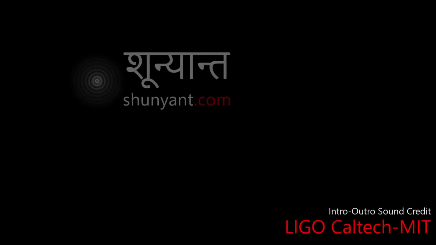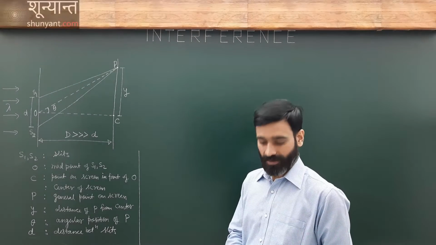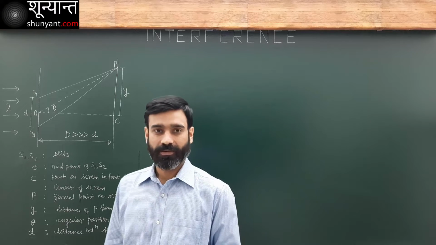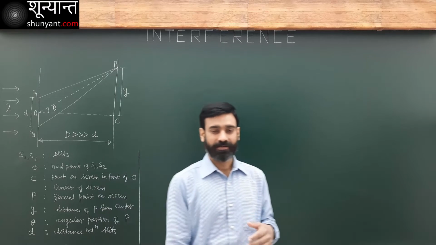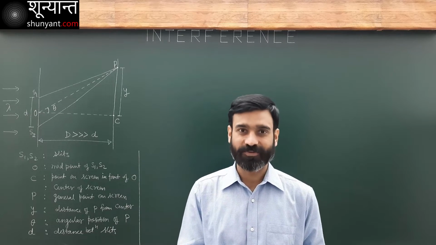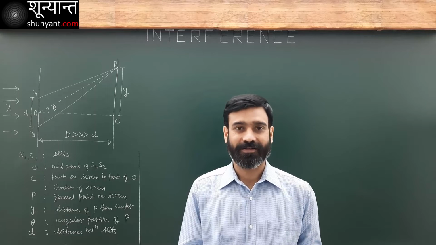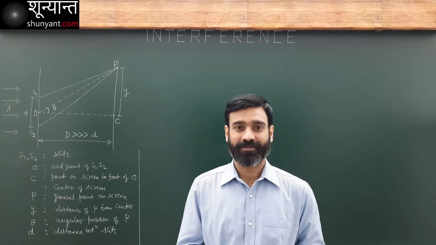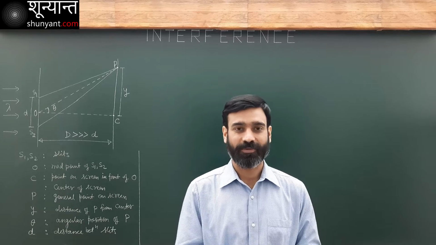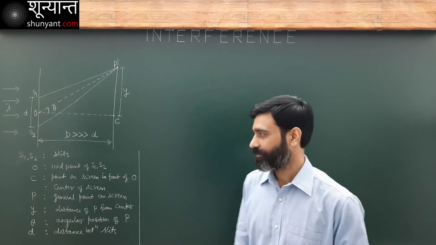Last class we understood this setup of YDSE, Young's double slit experiment, and we discussed why and how interference happens, what is the meaning of bright fringe, what is the meaning of a dark fringe, what is a fringe pattern, and we explained this process of interference, this phenomenon, using Huygens principle.